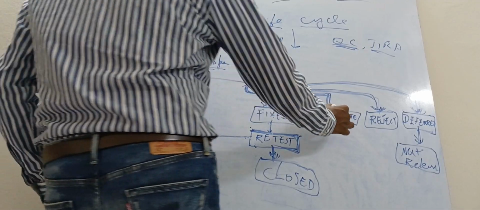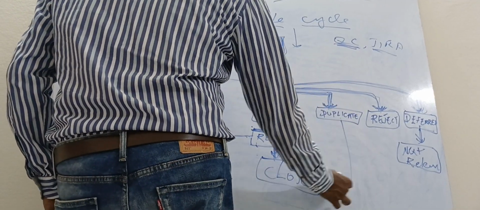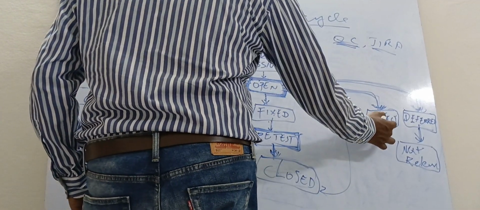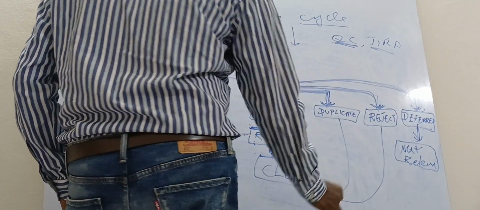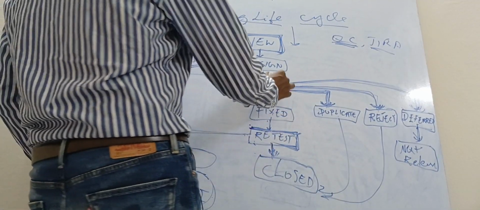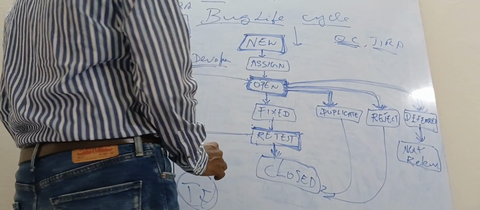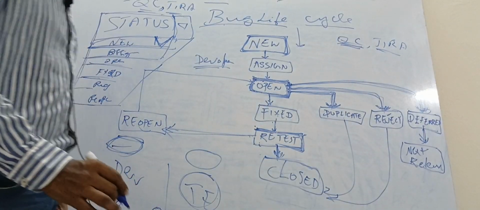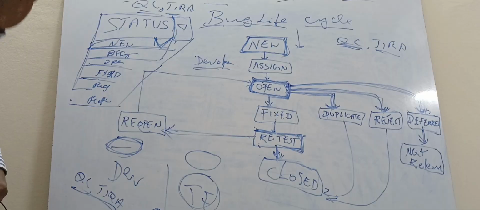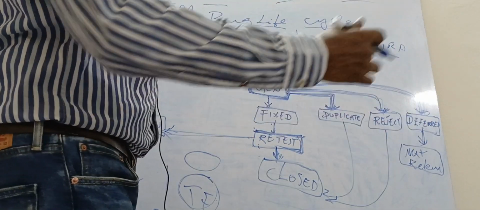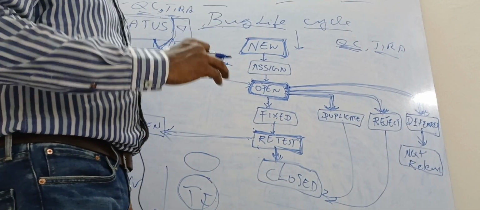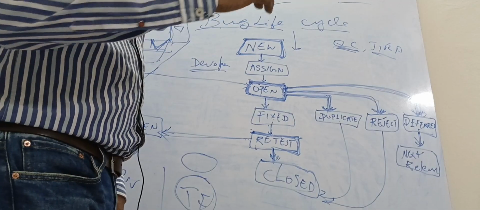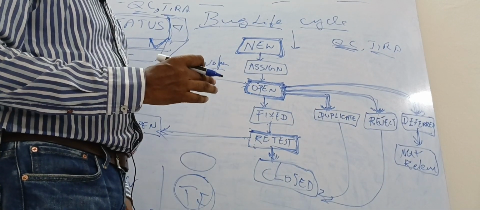And if it is a duplicate, then it will be closed. If it is a reject, it is also closed. And one more thing is, the developer is working on this defect and he will put the status as deferred. Deferred means the developer wants to fix the defect in the next release, the next build.